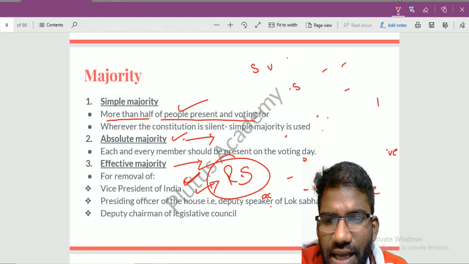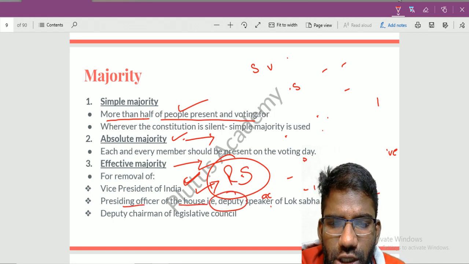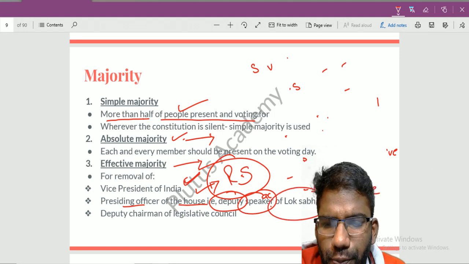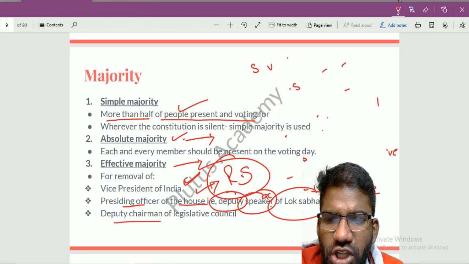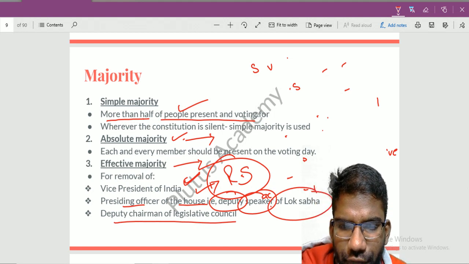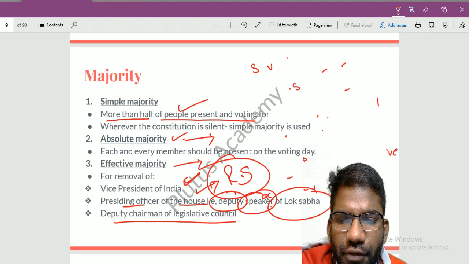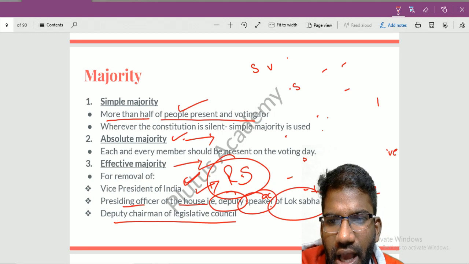The next thing is removing the presiding officer of the house, like deputy speaker of Lok Sabha. The presiding officer of the house can be removed through this process. That is effective majority. Deputy chairman of legislative council. So majorly the effective majority is used to remove the Vice President of India, presiding officer of Lok Sabha, and deputy chairman of legislative council. I hope you are clear with simple majority, absolute majority, and effective majority.